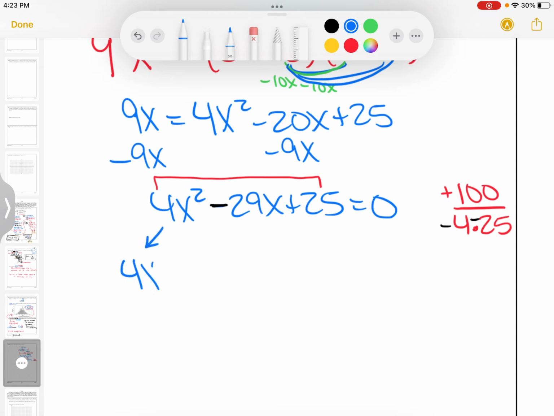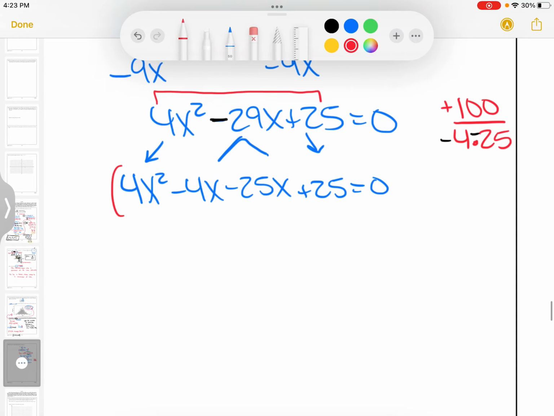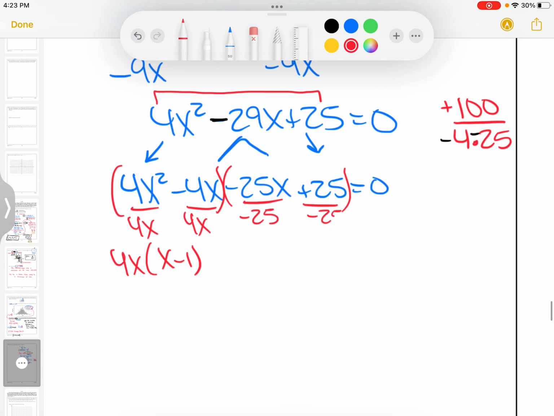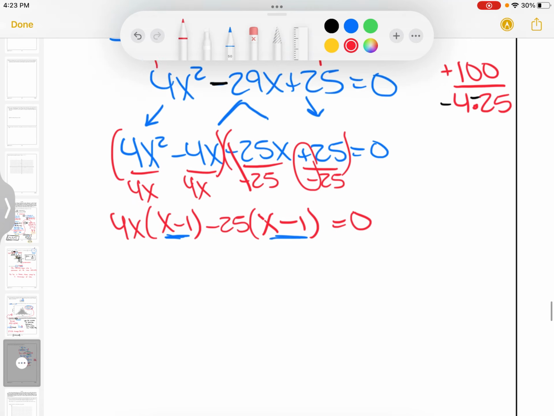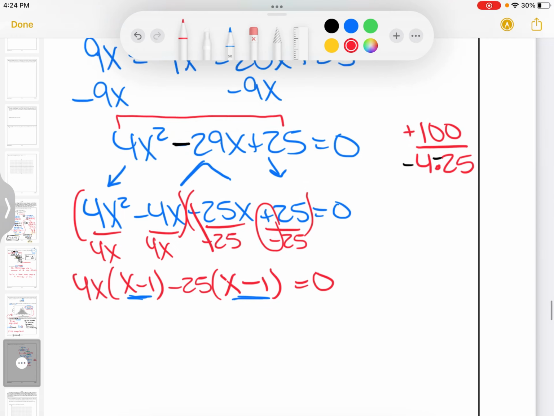I have to do AC, which means bring down the first term, 4x squared, split up the middle term into a minus 4x minus 25x, and then bring down the last term, plus 25 equals 0. Now that I have 4 terms, I'm going to group the first 2 and group the second 2 and GCF each group. GCF of my first group is 4x, which leaves me with x minus 1, and the GCF of my second group is negative 25. It has to be a negative 25 because these negatives will cancel and leave me with a positive x. This positive divided by a negative will leave me with a negative 1, and the whole goal for grouping is to make those match up, so it had to be a negative 25.